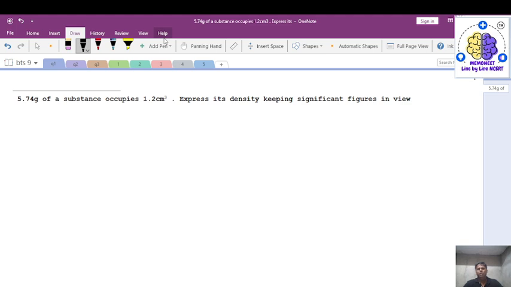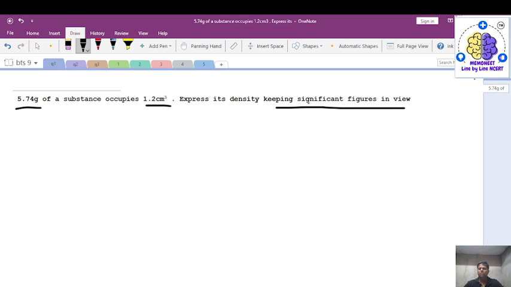So in this video today, I'm going to take units and dimensions and current electricity, right? In units and dimensions, our first numerical is on significant figures. The first numerical says that 5.74 gram of a substance occupies 1.2 centimeter cube. So they have given us mass and volume, and they are asking us to express its density keeping significant figures in view. That means we have to write our answer in the correct number of significant figures.